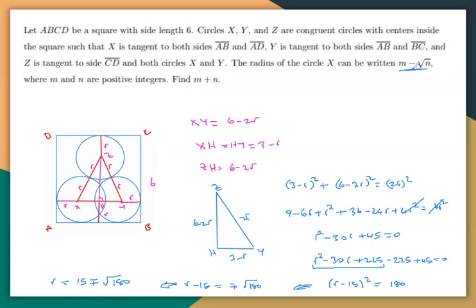So that's basically what we are doing as well. We are going to take the negative version, so 15 minus root 180. Then if you add these two numbers, m and n, to get what we want, that will give us 195.